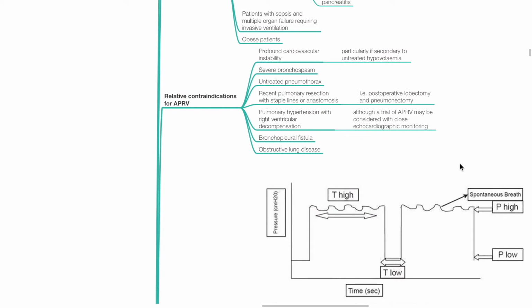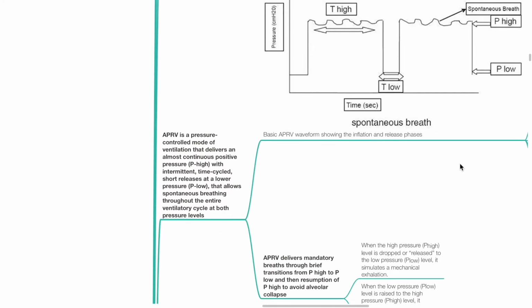Relative contraindications for APRV include profound cardiovascular instability, particularly if secondary to untreated hypovolemia, severe bronchospasm, untreated pneumothorax, recent pulmonary resection with stable lines or anastomosis, pulmonary hypertension with right ventricular decompensation, bronchopleural fistula, and obstructive lung disease.